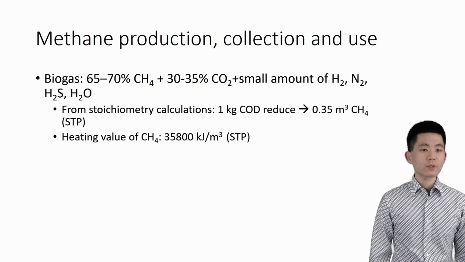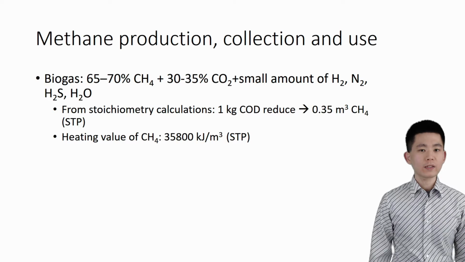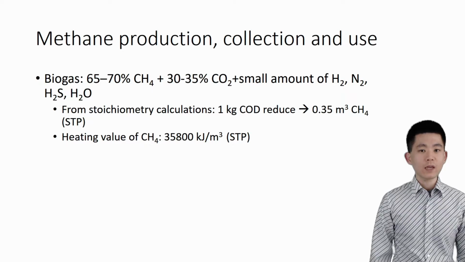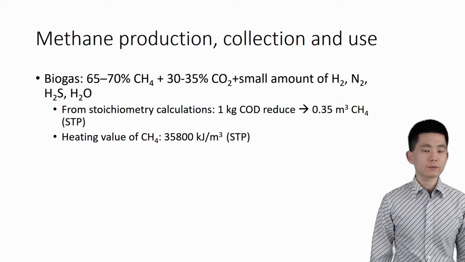In the biogas produced during anaerobic digestion, roughly 65 to 70% is methane, and the remaining 30 to 35% is CO2 plus trace amounts of hydrogen gas, nitrogen gas, hydrogen sulfide, and water vapor. From stoichiometric calculations, 1 kilogram of COD reduced can produce 0.35 cubic meter of methane at standard temperature and pressure. Can you pause and try to make this calculation yourselves?